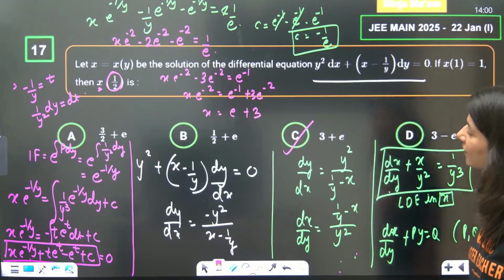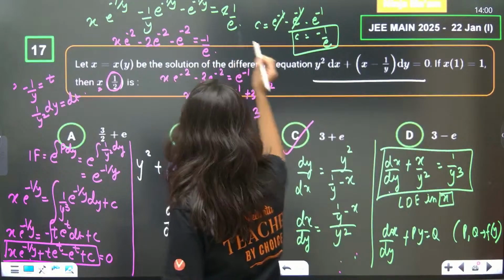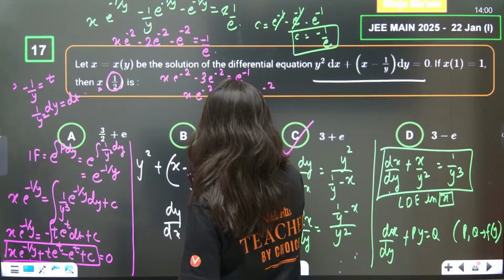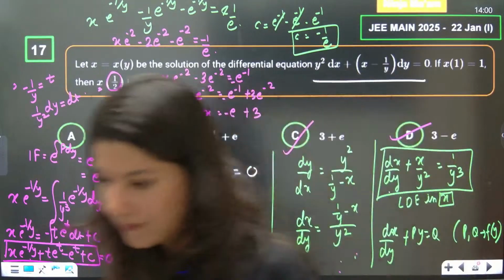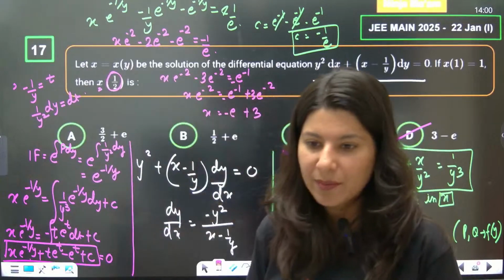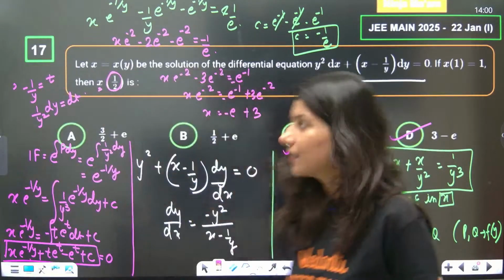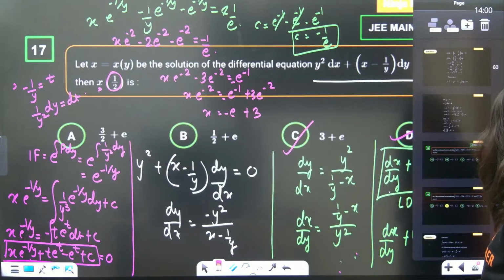Is there a negative sign as well? Minus 1 by e. So negative is this. This is negative. This is negative. 3 minus e. Option D, absolutely right. 3 minus e. Yes? Everybody? Okay? Perfect? All right. So 3 minus e is absolutely correct.